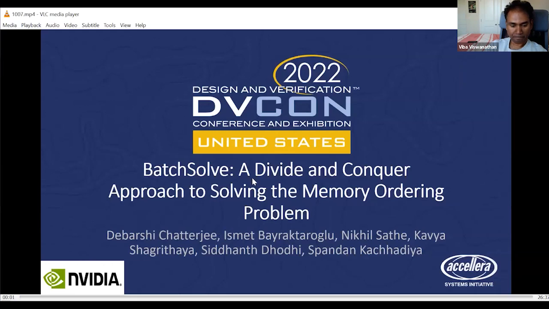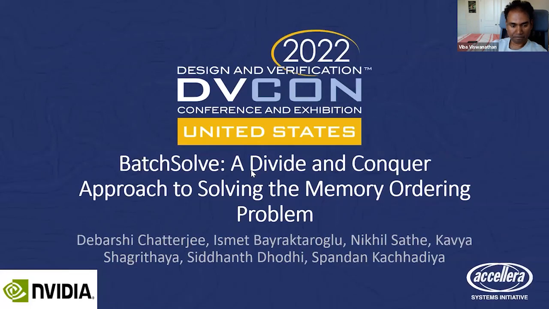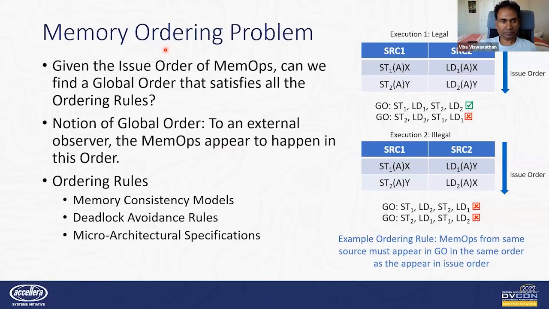Welcome to DVCon 2022. I'm Debarshi Chatterjee, and today I'm going to present BatchSolve, a divide and conquer approach to solving the memory ordering problem. This work is co-authored by Ismet Bayraktaroglu, Nikhil Sathe, Kavya Shagrithaya, Siddhanth Dhodhi, and Spandan Kachhadiya. The memory ordering problem arises frequently in memory subsystem test benches. Let us first understand what this memory ordering problem is. The memory ordering problem aims to find out if there exists a global order given the issue order of memory operations and a bunch of ordering rules.